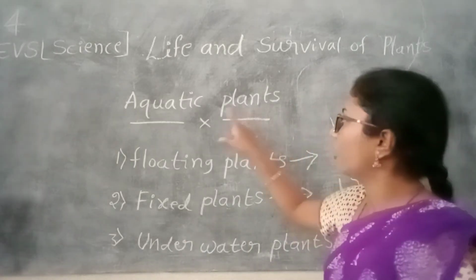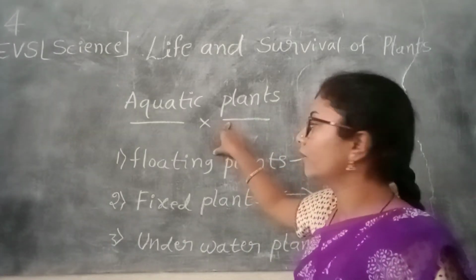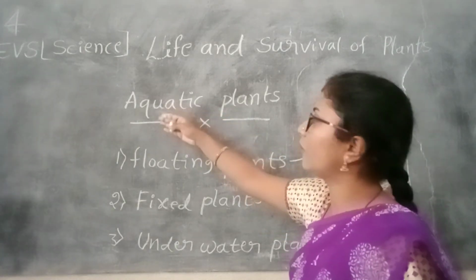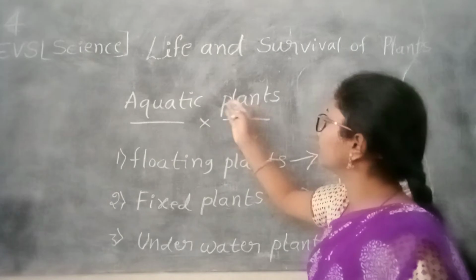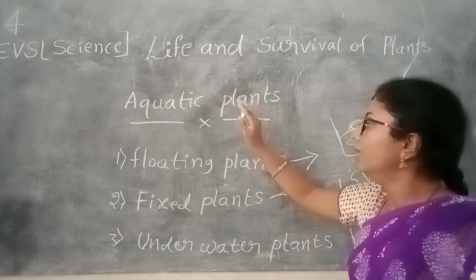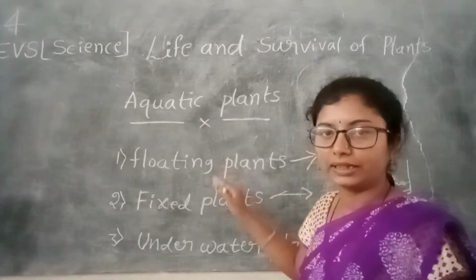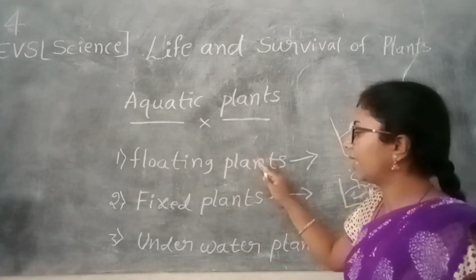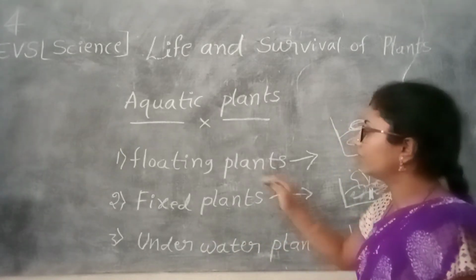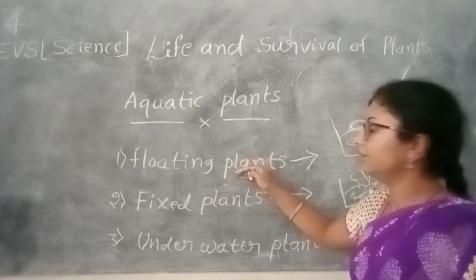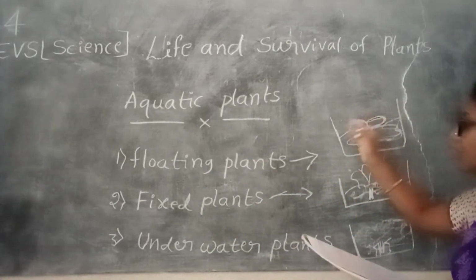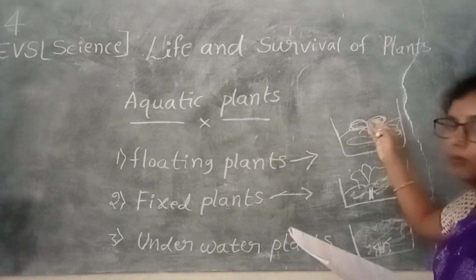Aquatic plants. Aquatic plants means they live and grow in water only. Aqua means water. Is it clear? They are further classified into three types: floating plants, fixed plants and underwater plants. What is the nature of floating plants? These plants float freely in water.